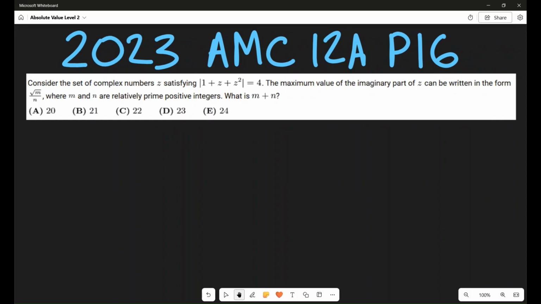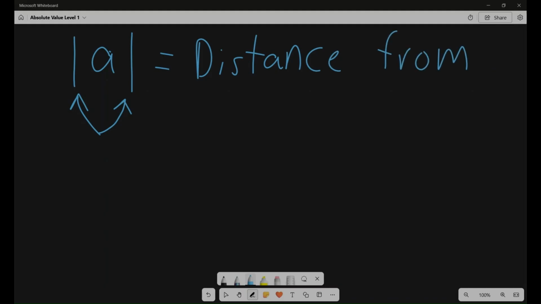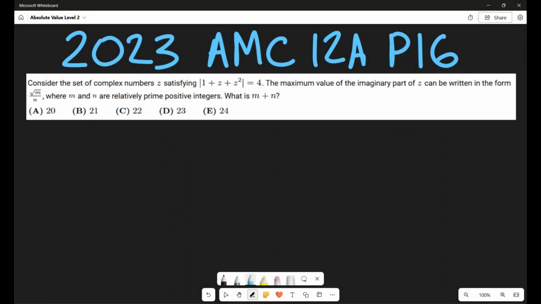So if we recall our definition from the last video, I said the absolute value of a is the distance from a to 0. Well, how do we find the distance from a complex number to 0? And that is where we continue our graphing.